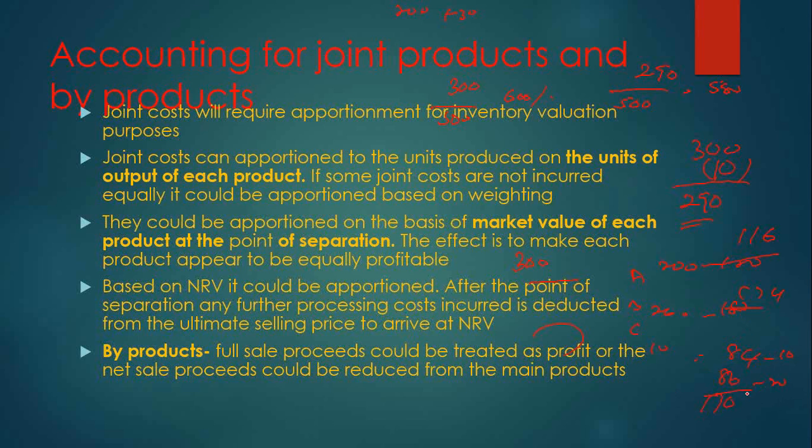What I'm trying to explain is that there are different methods you can use to apportion the joint product cost. There are three methods: output, market value at the point of separation, or net realizable value at the point of sale. You can use one of the three methods. The byproduct profit you can treat just like earlier, as a 10 profit without mixing it up with the main two products. Or you look at the joint product cost of 300, deduct the byproduct cost 10, and apportion only the net cost to the main two products.